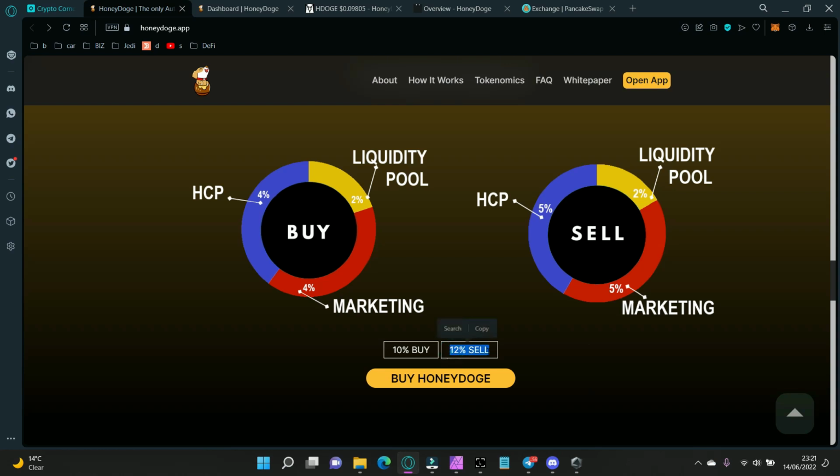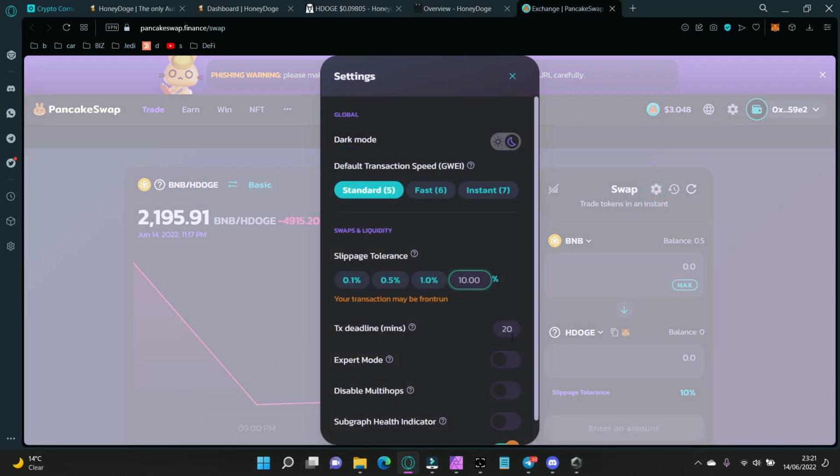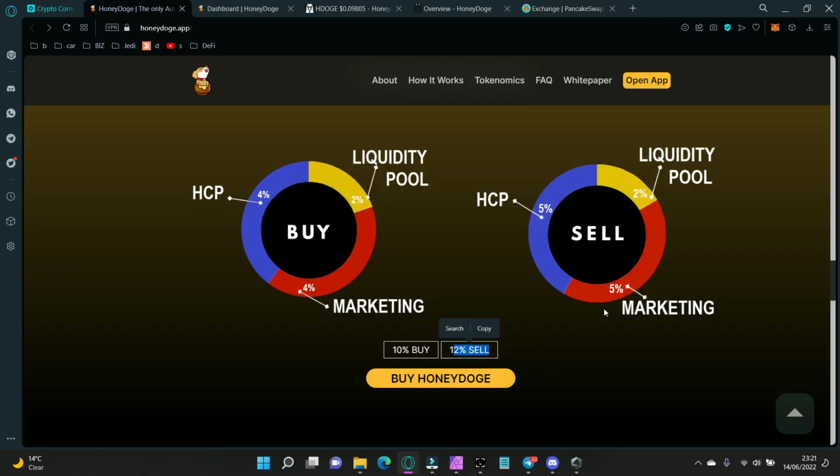And as you can see, when you sell it, the same tax applies. When you're going to be selling, you have to change the slippage to at least 12% here, and it's the same story, just a little bit higher numbers.